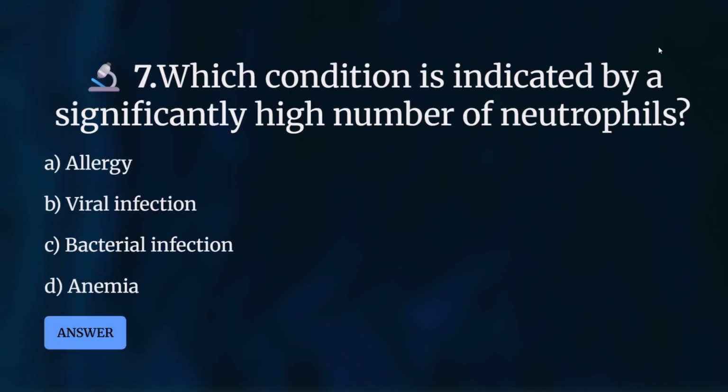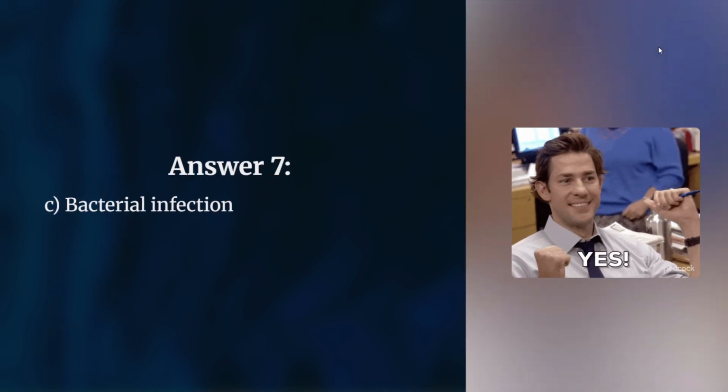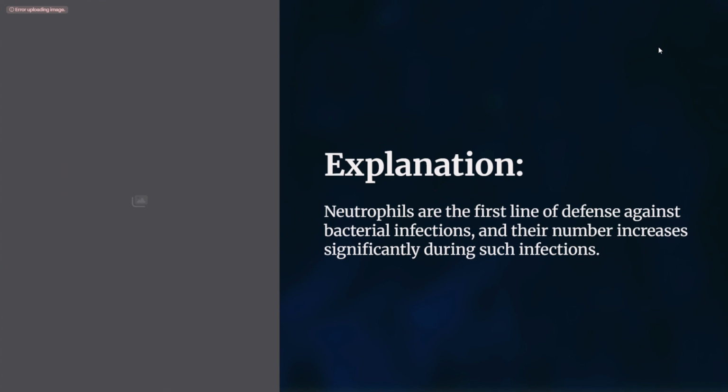Question number 7. Which condition is indicated by a significantly high number of neutrophils? Is it allergy? Is it a viral infection? Is it a bacterial infection or anemia? And the correct answer is bacterial infection. Neutrophils are the first line of defense against bacterial infections, and their number increases significantly during such infections.